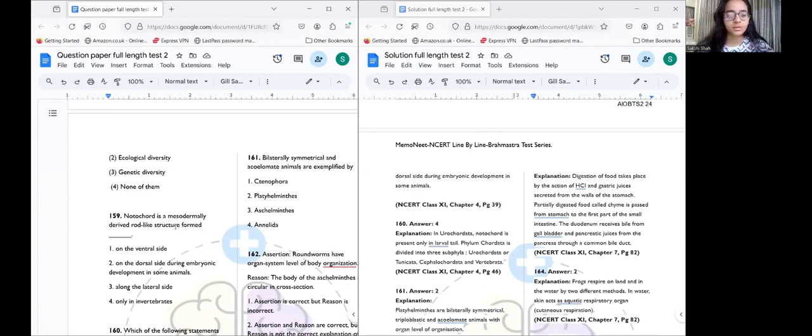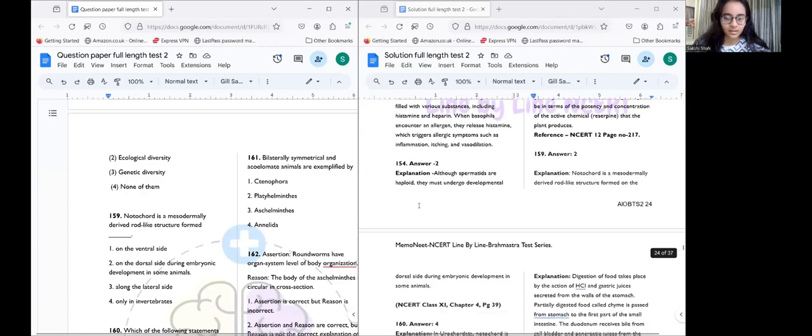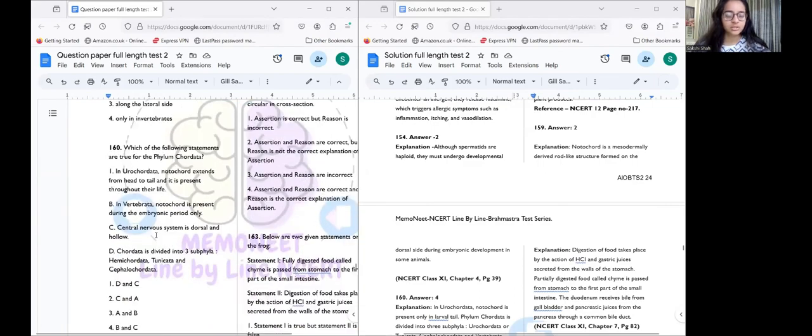159: notochord is a mesoderm-derived rod-like structure formed where? As we know, we have chordates. In chordates, the spinal cord is present at the back side, right? Similarly, if there's a spinal cord at the back, in the dorsum, the notochord will also be at the dorsal side during embryonic development in some animals, right? So the answer for 159 is 2. Moving on to the next question, 160.